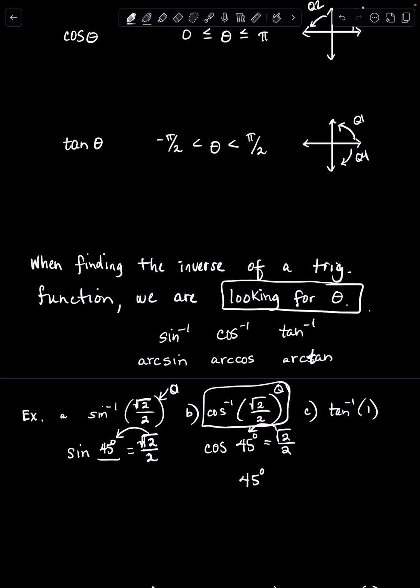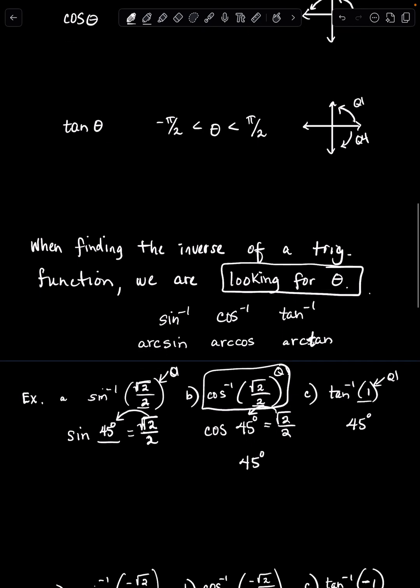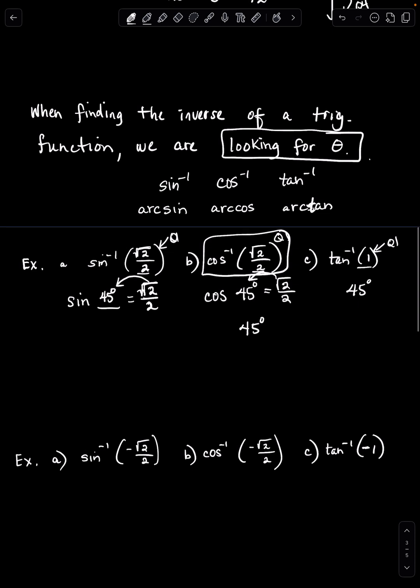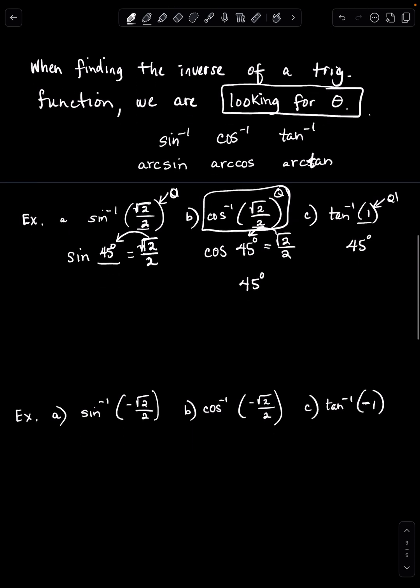And then the last one, the C part, the inverse tangent of 1. The tangent of what angle is 1? Going back to your chart, you'll see that that equals 45 degrees too. These were all positive exact values, so the angle came out of quadrant 1. All right, now let's do some exact values that are negative.